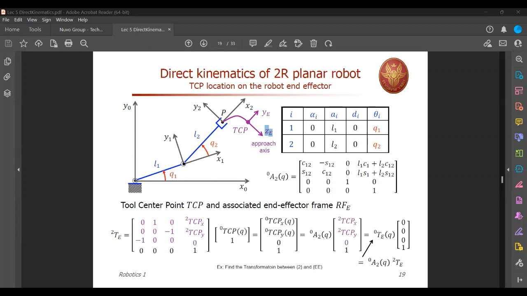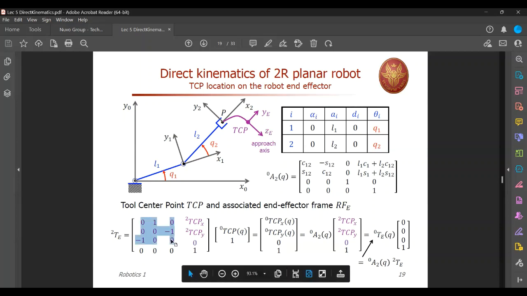Now, if you check this answer with this one, can you see the same thing, right? It is 0, 0, 0, 1, 0, 0, 0, minus 1, -1, 0, 0. Can you see that one? This one over here. So this is the rotation between second frame and the end effector. The moment you attach the end effector, you have to figure out what is the rotation and all, right?